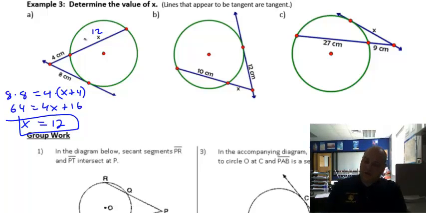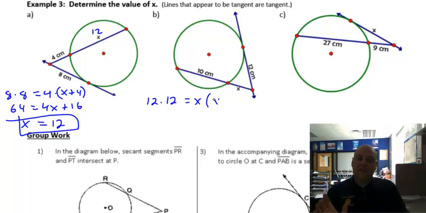Next one here, outside is 12, so it's 12 times 12. Oh, no, I don't know why I said again. The outside piece is 12. And then here the outside piece is x. And then the inside piece is 10. The whole thing is x plus 10. So now that's going to create an x squared here. This one's going to get a little nasty. x squared plus 10x.